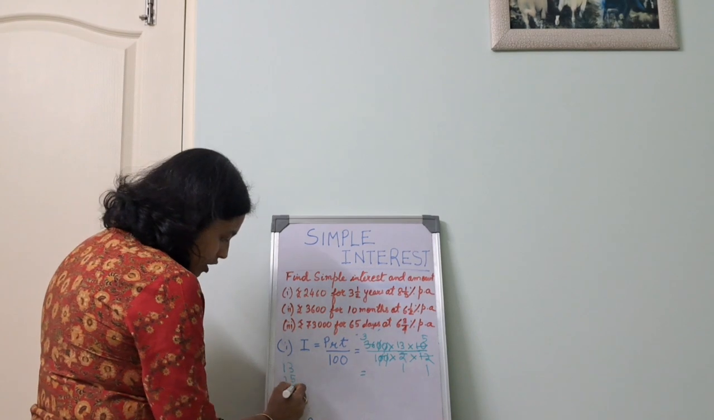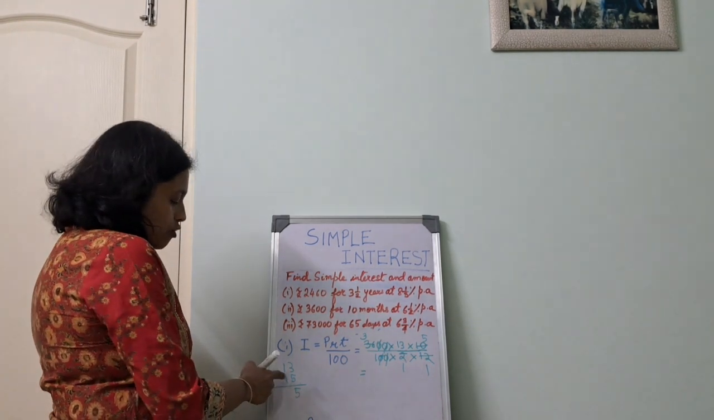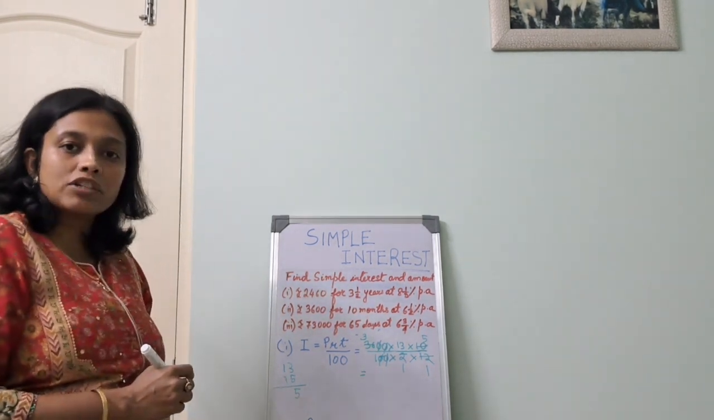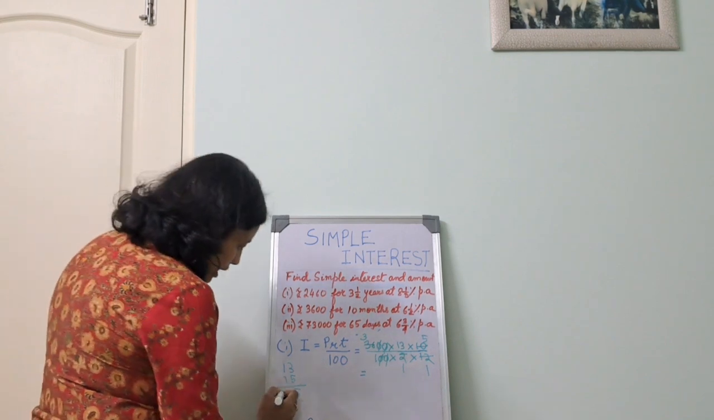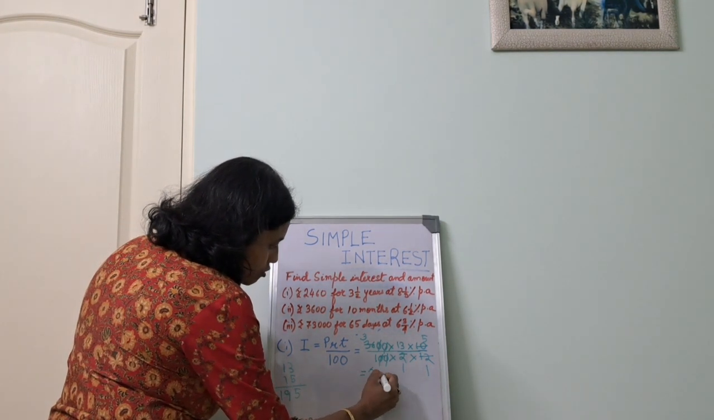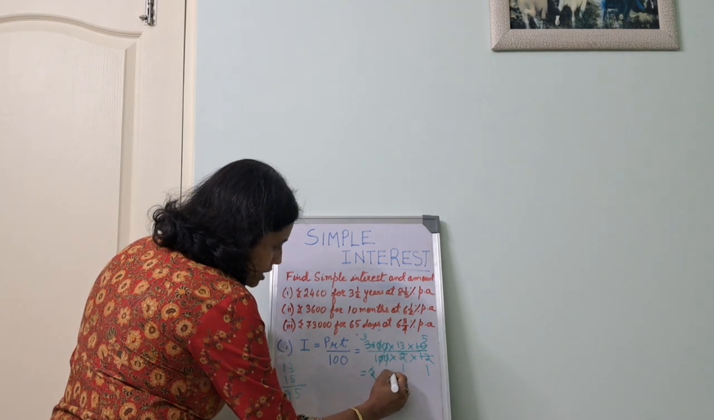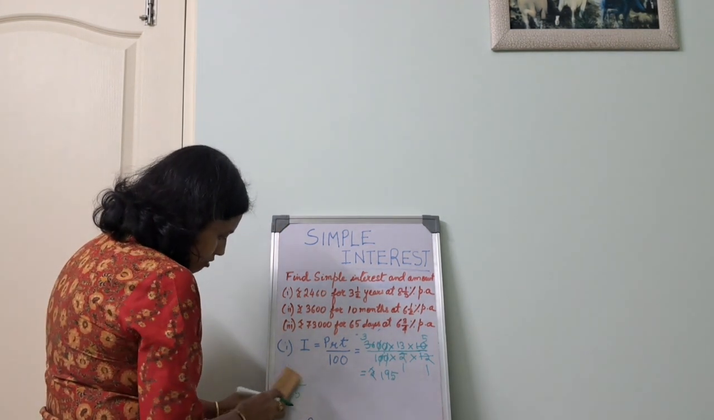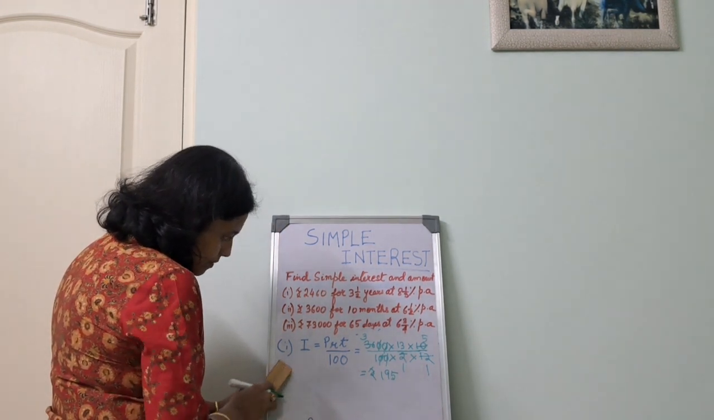Okay, we are multiplying here. 15 into 3 is 45. 5 and 4 carried over. 15 into 1 is 15 plus 4 is 19. 195. So the interest is rupees 195. We erase the rough work here.